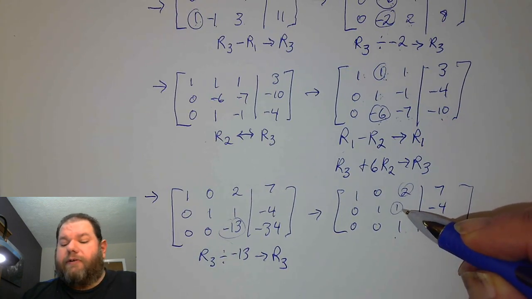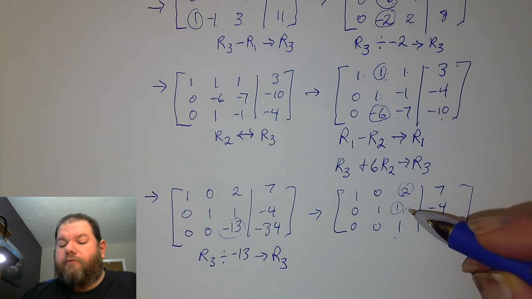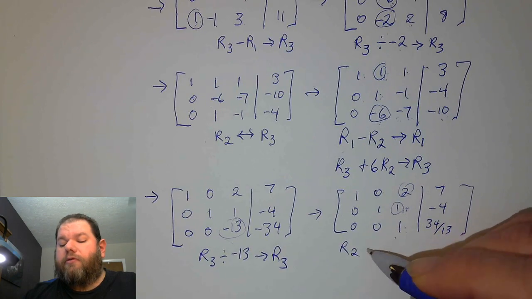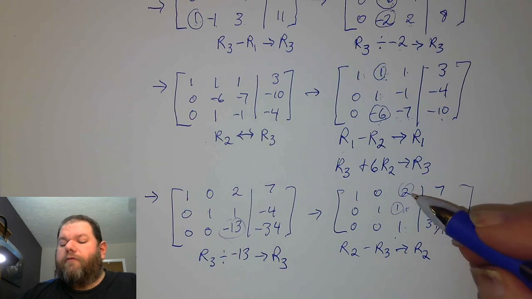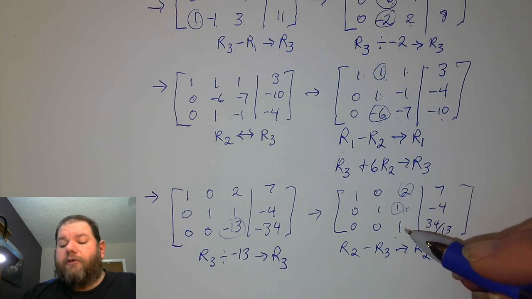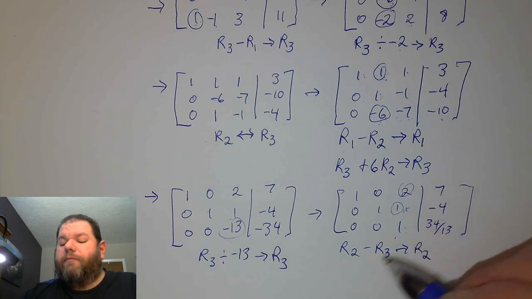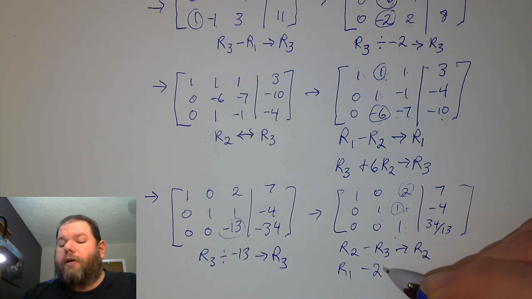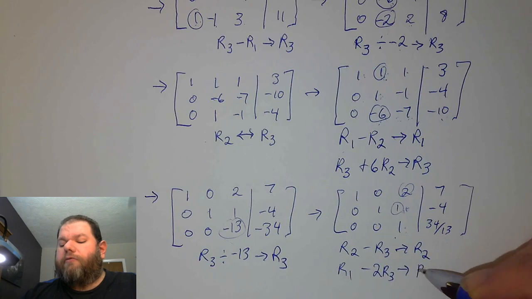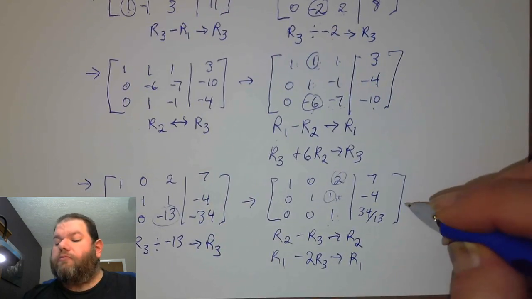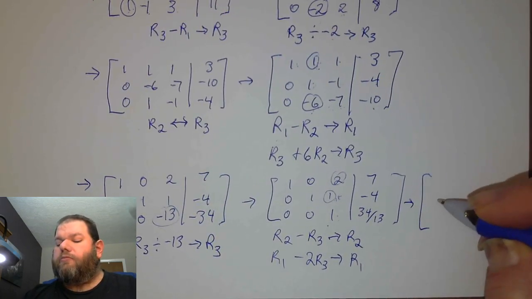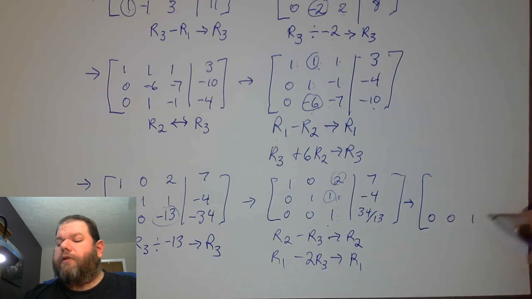Now to make this one a 0, we just need to subtract these two rows. So we'll do row 2 minus row 3, and that'll give us the new row 2. And for row 1, we have a 2 to begin with, so we'll have to subtract 1 twice. So we'll do row 1 minus 2 times row 3, and that'll make our new row 1. So we're only leaving row 3 alone.